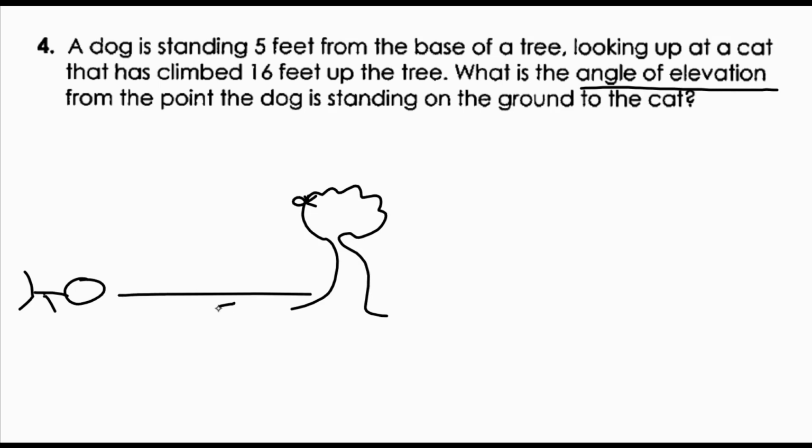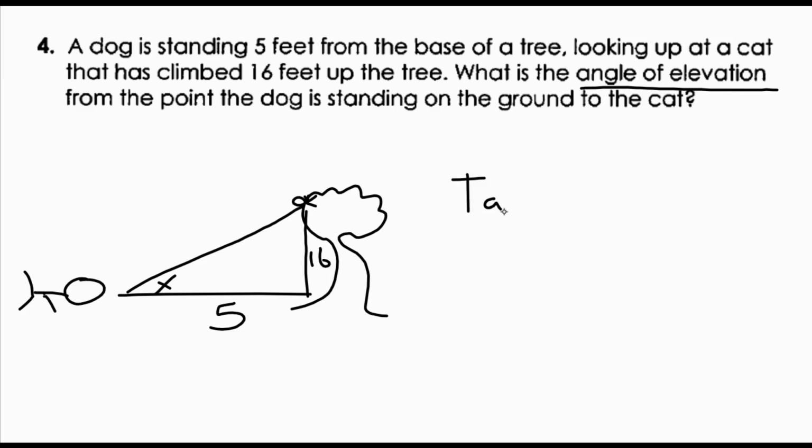The dog is 5 feet from the base. We want to know what the angle of elevation is, and the cat has climbed up 16 feet. So now I have my angle. I have the side that's opposite, and I have the side that's adjacent to my angle. So again, this is going to be tan.